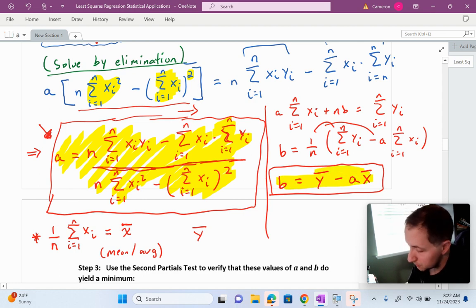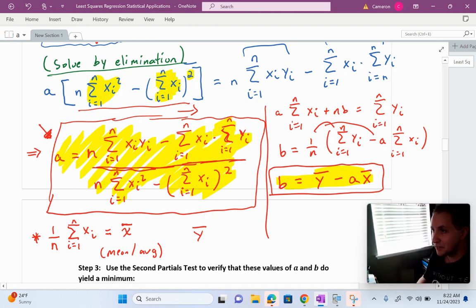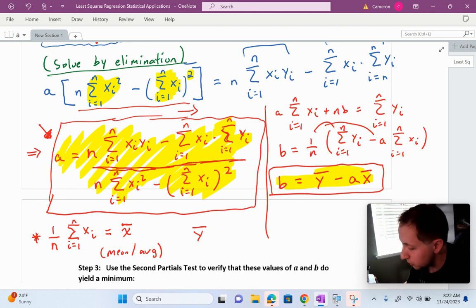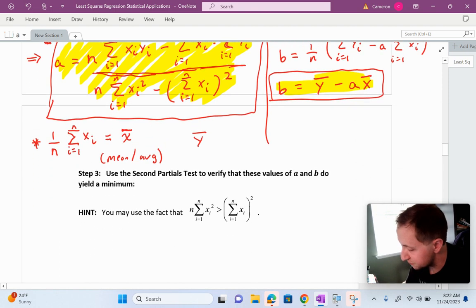And now the last thing to really think about is, well, how do we know that this is minimizing the sum of squared errors and not maximizing it? Now, the first way of thinking about that is intuitively. These errors could grow without bound. If you were to keep making the line get farther and farther from the data points, that sum of squared errors would continue to grow without bound. So there really would be no maximum. So the physical nature of this problem really guarantees that it's a minimum, but we could use our second partials test to really confirm this, right?